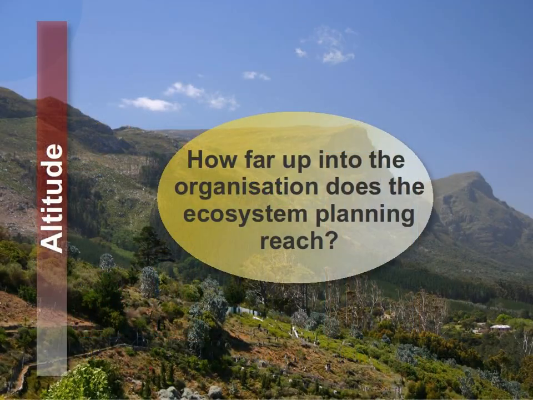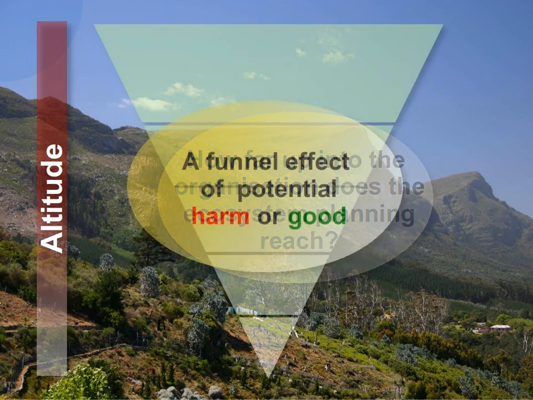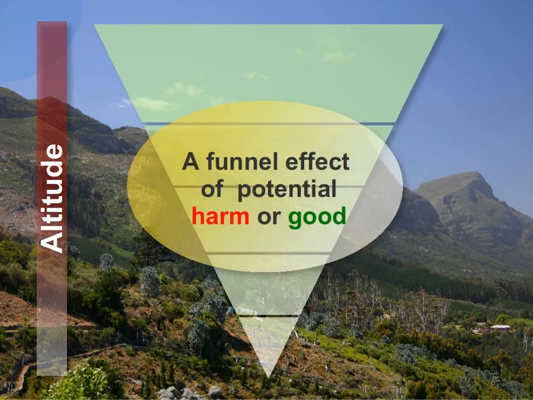Another thing to think about is altitude. When you live beside a mountain, things change as you go up the side of the mountain. You have trees at the bottom and no trees at the top and things like that. So how far up into the organization does the FOSS idea penetrate? And there you can have what I call a funnel effect of potential harm or good. If it penetrates high up into the organization, you can have a funnel effect of good, but otherwise you can have a funnel effect of harm. Bad vibes coming down from above, lack of support for FOSS implementations and so on.